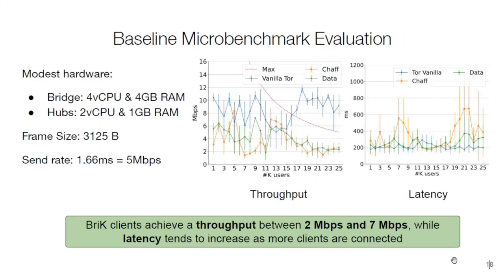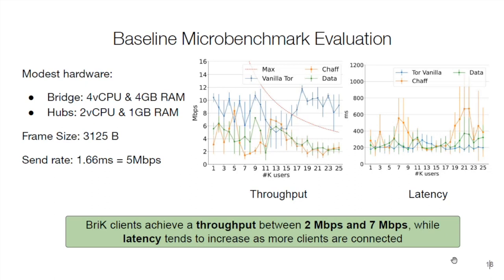We also wanted to stress test our prototype. So we ran the same throughput and latency experiments over up to 25 clients. We did it over 10 runs. We used iPerf to measure the throughput and HTTPing to measure the latency. And we used 2 different configurations. You see in green the data, and you see the chaff. The data configuration means that all 25 clients are really opening Tor circuits to the Tor network. The same configuration for chaff means that they are just connecting to the bridge without opening any Tor circuits to the network. As you can see there, the throughput is between 2 and 7 megabytes per second. And the latency tends to increase when the number of connected clients also increases.